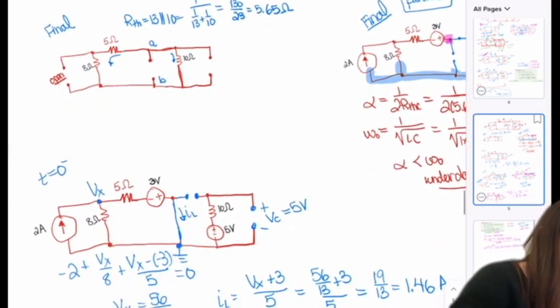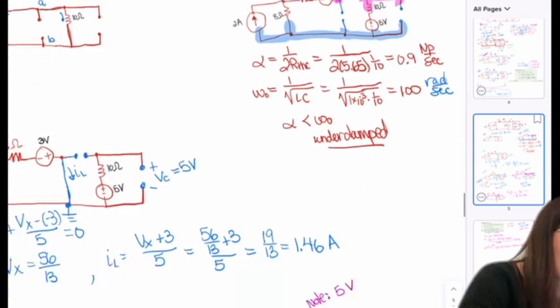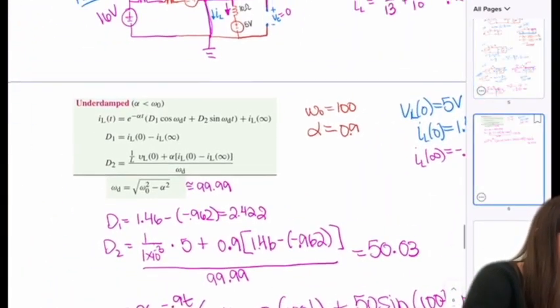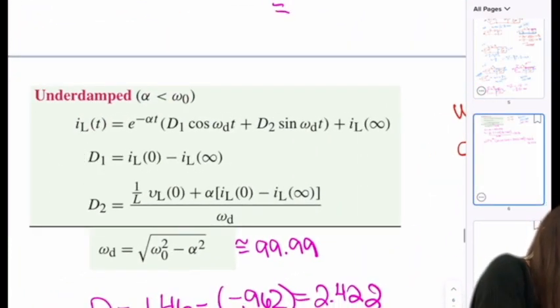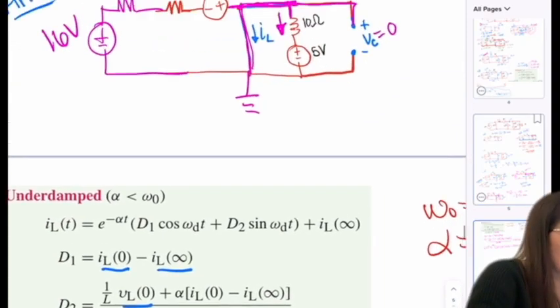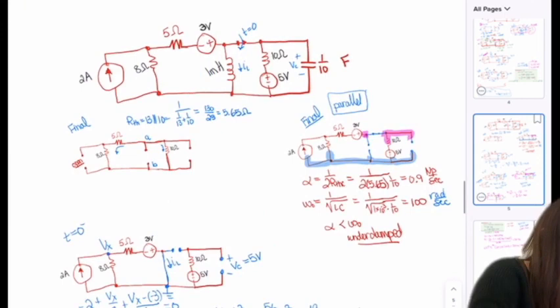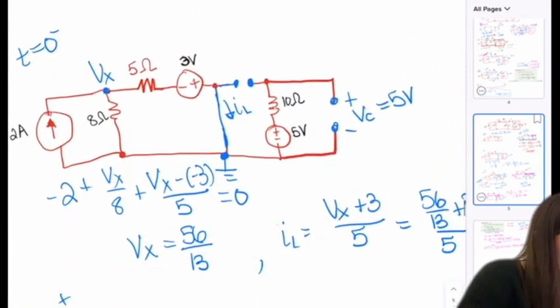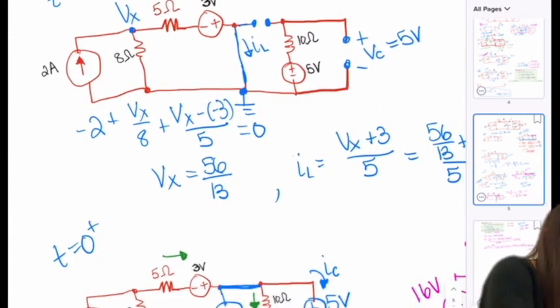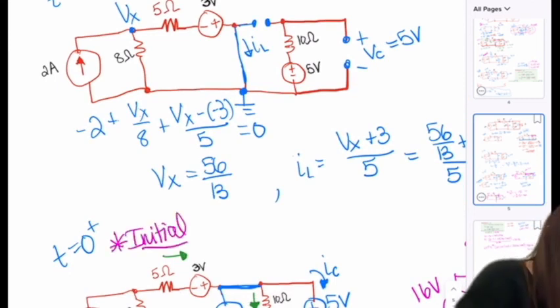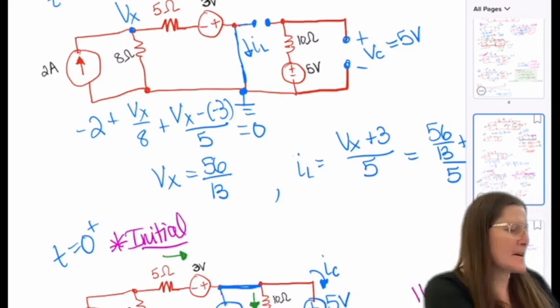From here, you're going to want to find, for underdamped, we need IL 0, IL infinity, and VL 0. And so we're going to need the initial values. So I find t equals 0 minus first, and then use those to find t equals 0 plus, which will be my initial time.